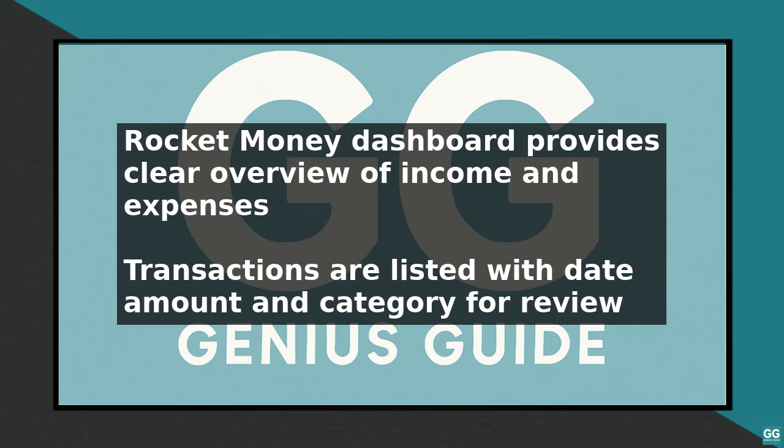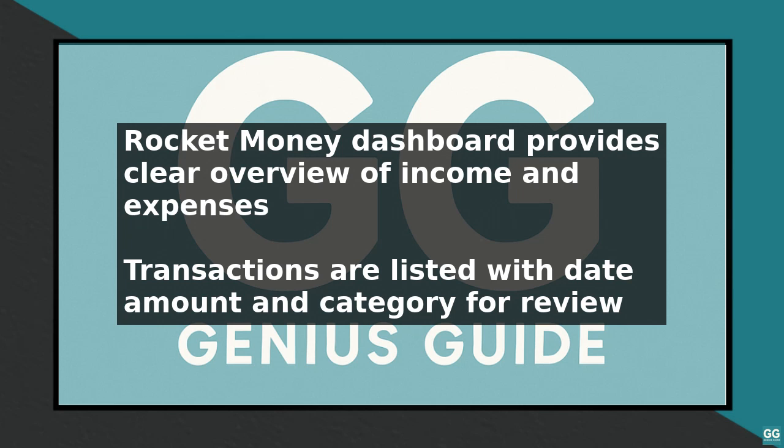The Rocket Money dashboard provides a clear overview of your income and expenses. You can see a list of all your transactions, including the date, amount, and category. You can also filter your transactions by date, category, or merchant to get a more detailed view of your spending.